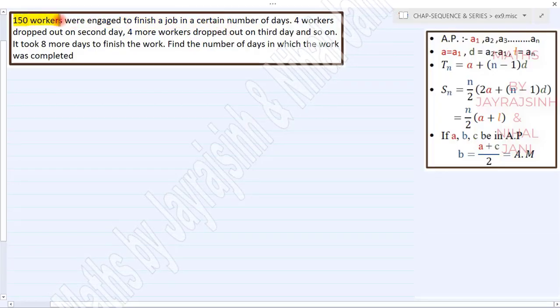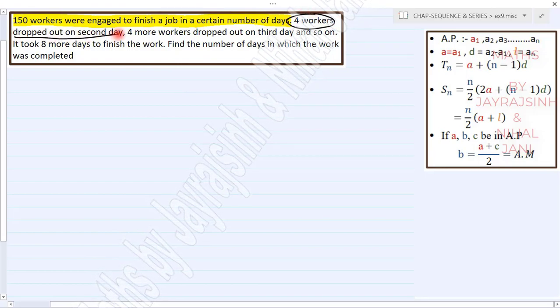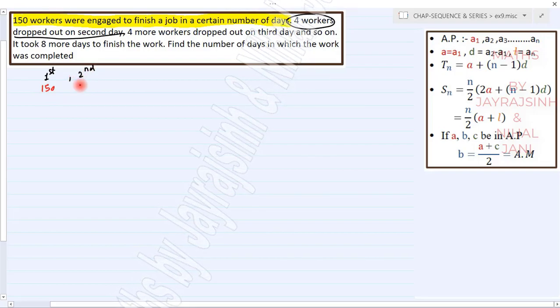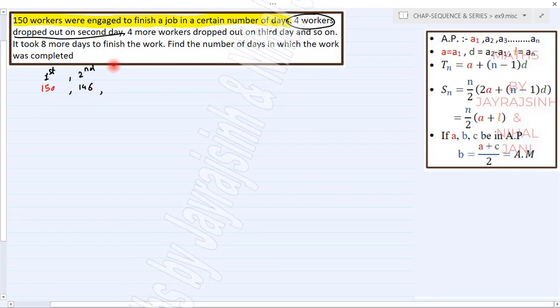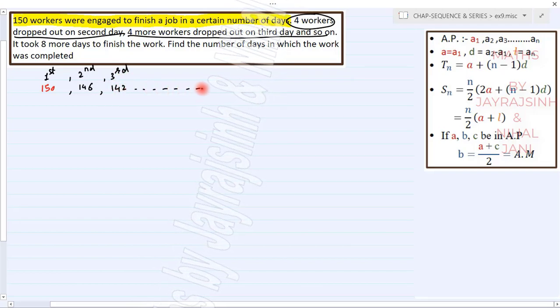In this question, we have 150 workers engaged to finish a job in a certain number of days. Then 4 workers drop out on the second day. So we can say on the first day we have 150 workers, then on the second day 4 workers drop out, so we'll have 146 workers. Similarly on the third day we'll have 142, and so on up to n days.